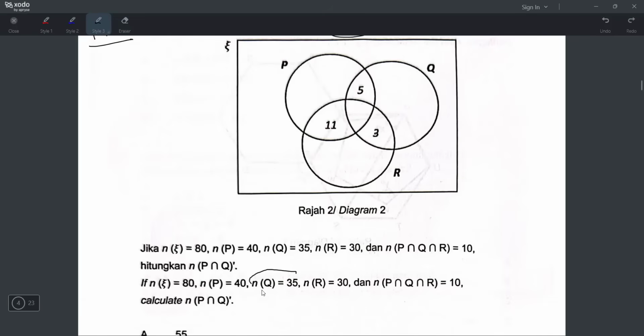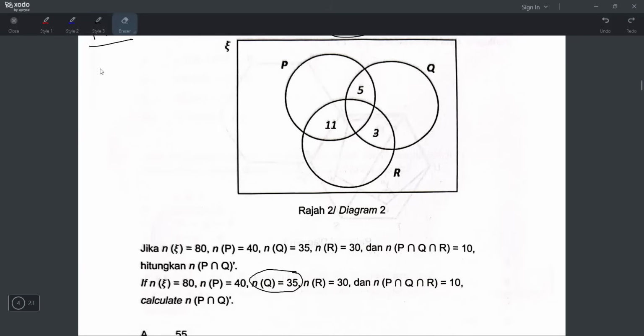Let's look at the next one, N(Q) is 35. The Q, dia tak cakap only. It means it's the whole Q, including here, here, here, here. And you can see ada dua kawasan yang you tak tahu. Two region that I don't know. So I cannot use this information yet. We can only use it, the information, when there's one region that I don't know, right? Ataupun satu kawasan yang tak tahu.